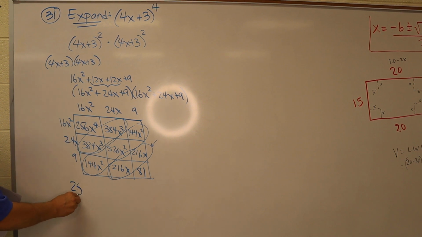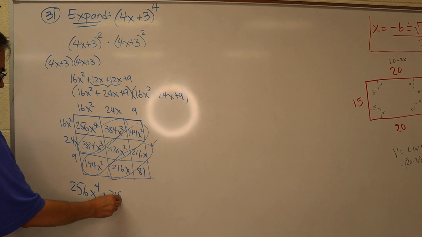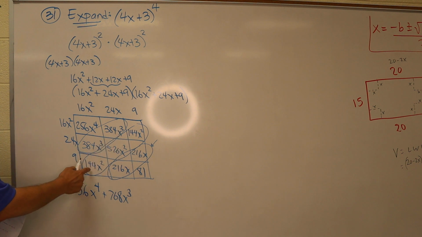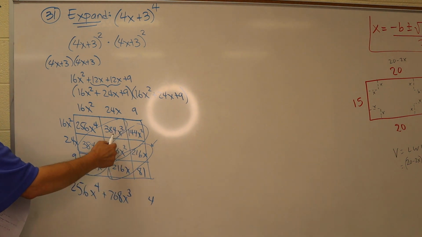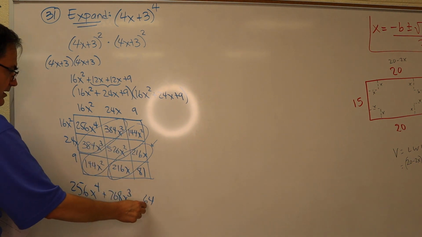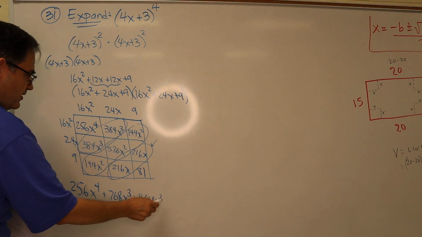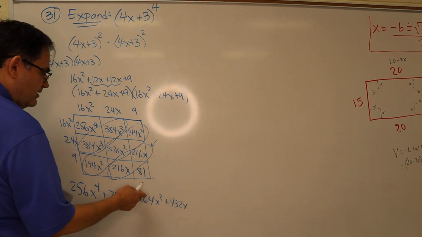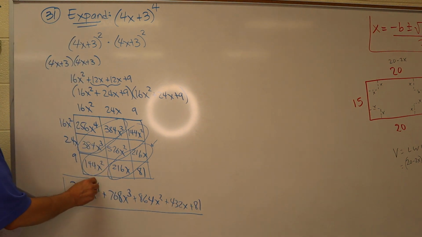So we have 256x to the 4th. And then we're going to add 384 and 384. That would be 768x cubed. And then we're going to take 576 plus 144 and 144. That's 8, and 6 is 14. Carry a 1, 11, 12, 16. Carry a 1, 6, 7. That's 864x squared. And then 216 plus 216, that's 432x. And then plus your 81. And that is the expansion of this.